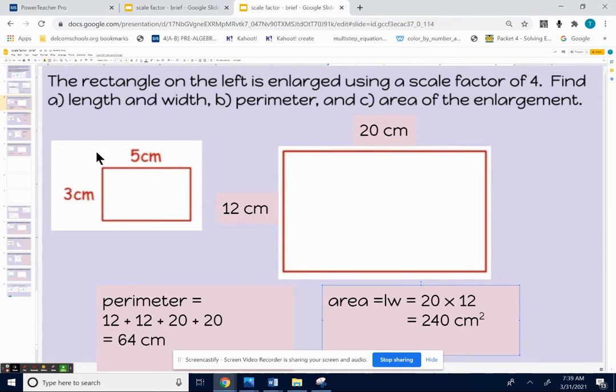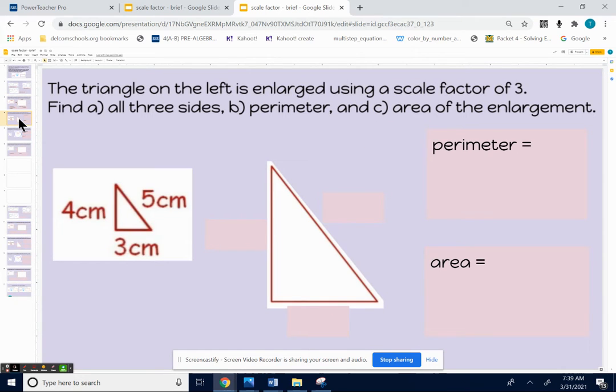Okay, let's do another one. Let's do a triangle. We have a triangle. The triangle on the left is enlarged with a scale factor of 3. I want you to be able to find the new sides of the enlarged shape and then the perimeter and the area of that shape. Maybe try to pause the video and do this on your own and check.